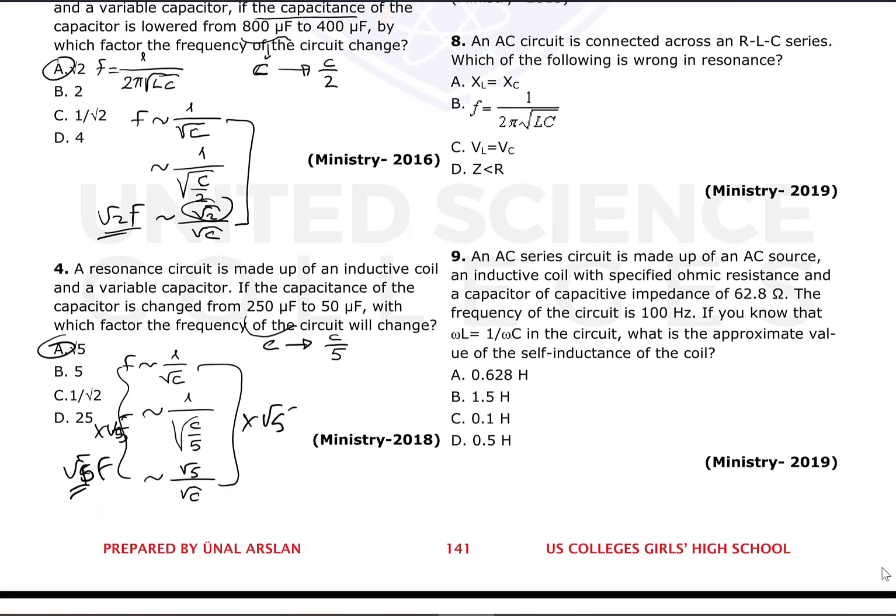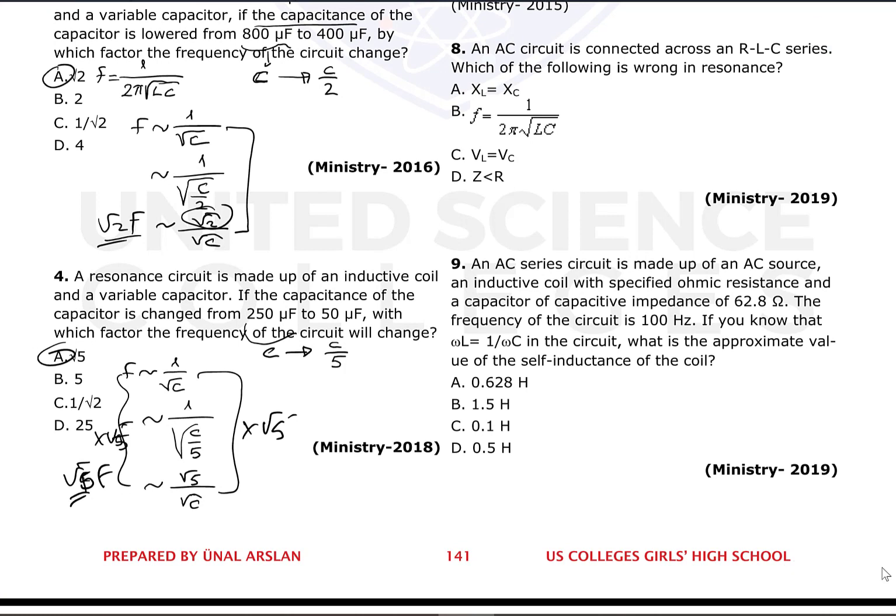Question number 8. An AC circuit is connected across an RLC series. Again, it's a series resonating circuit. Which of the following is wrong in resonance? XL is equal to XC. This is correct for all types of resonating circuit. F is equal to 1 over 2 pi root of LC is correct for both parallel and series resonating circuits. VL is equal to VC is only correct for series oscillating circuit only. Z is less than R.